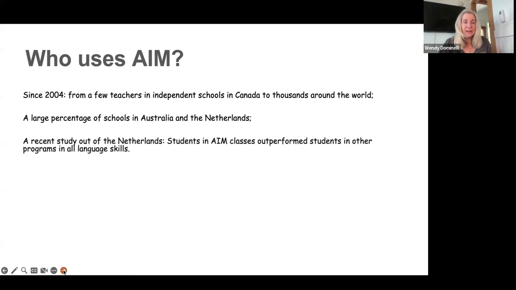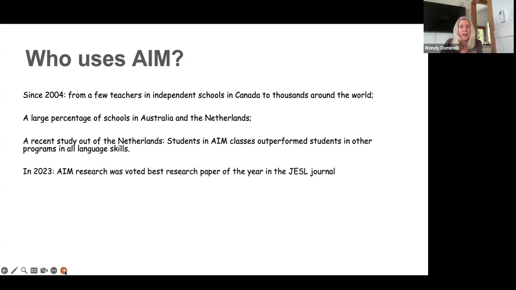And I'm really happy to say that a recent study out of the Netherlands that studied students, because AIM is used widely there, up in the northern part of Holland, a university decided to study AIM's effectiveness. And so they discovered over a longitudinal study that AIM students outperformed students in other programs, in the other most popular French programs, in all language skills. And in fact, this research paper that was published a couple of years ago was voted the best research paper of the year in the JESLA journal in Europe.